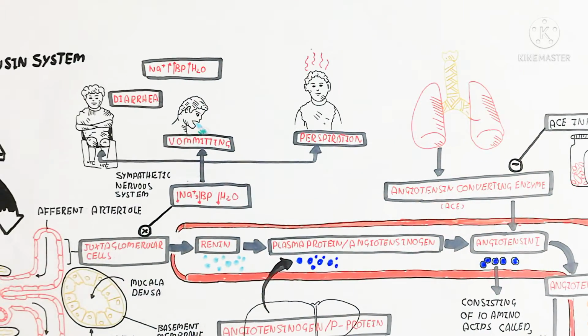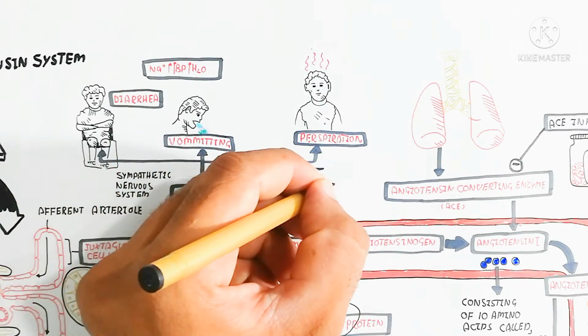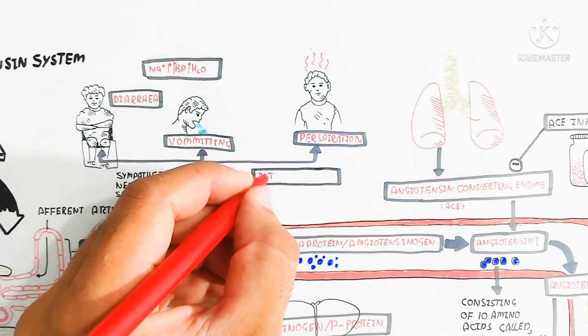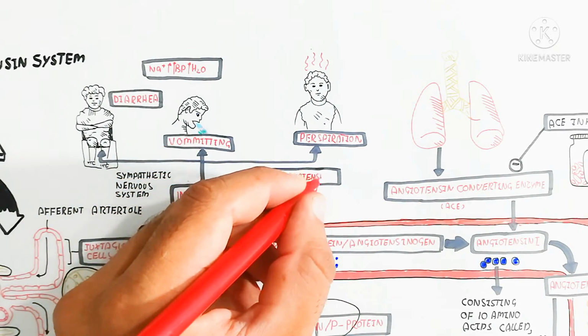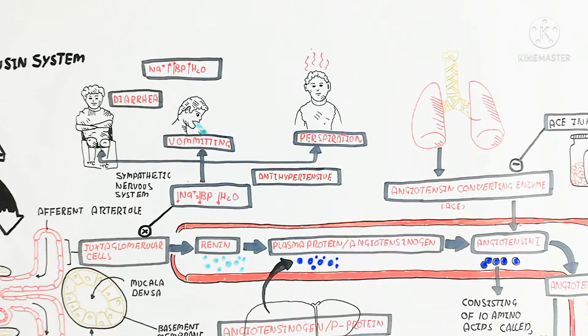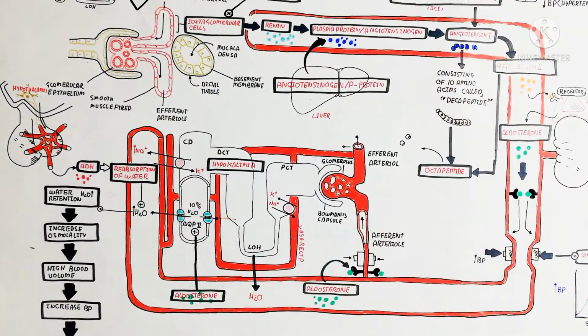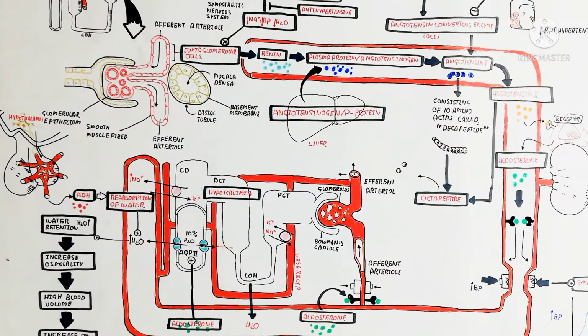So the important thing is that the ACE inhibitor is also used for it as a blood pressure lowering agent. So that is the renin angiotensin system, which I am discussing in this way.